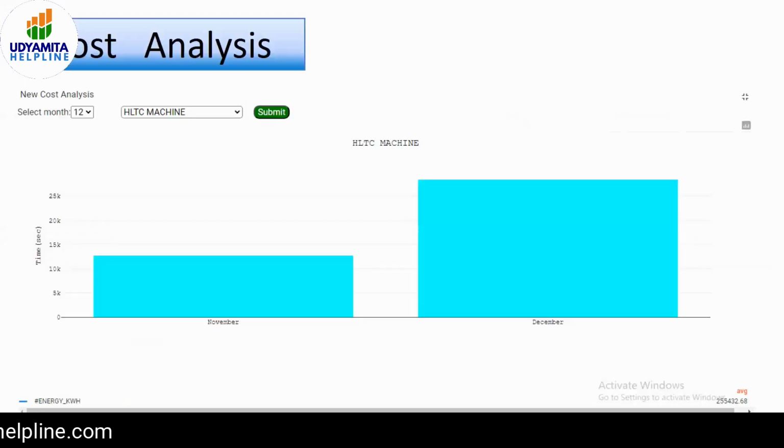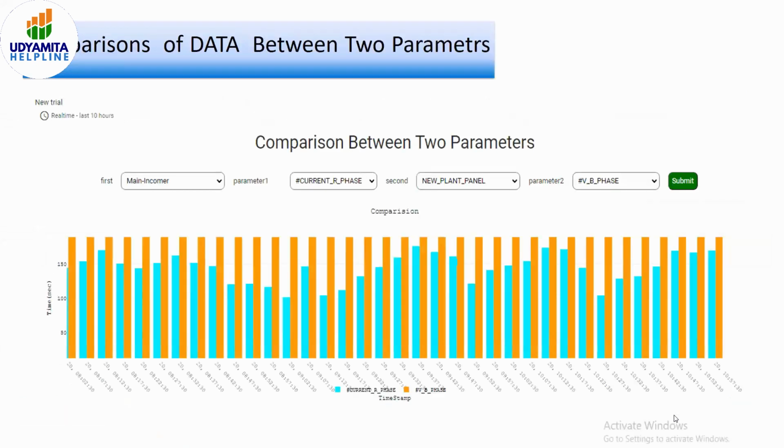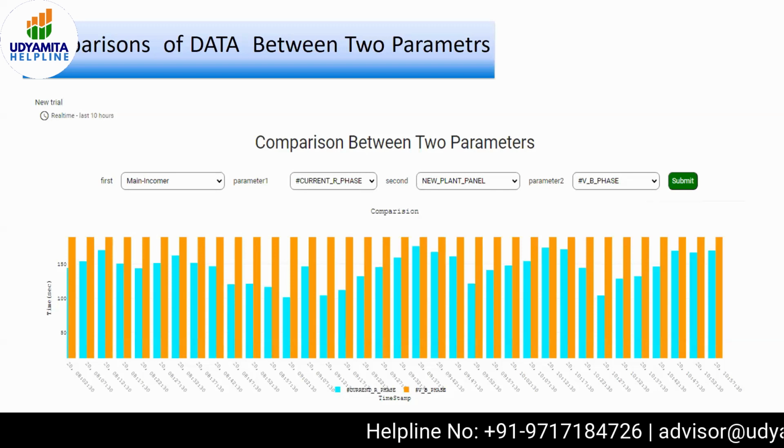And if you want to do any kind of cost analysis, like last month how much is my consumption, this month how much is my consumption, you can also see the complete analysis, parameter to parameter, machine to machine, device to device, and you will get complete health monitoring of your plant. So by using our solution, what I can promise is you can at least increase your productivity by 10% and reduce your losses by 10%.